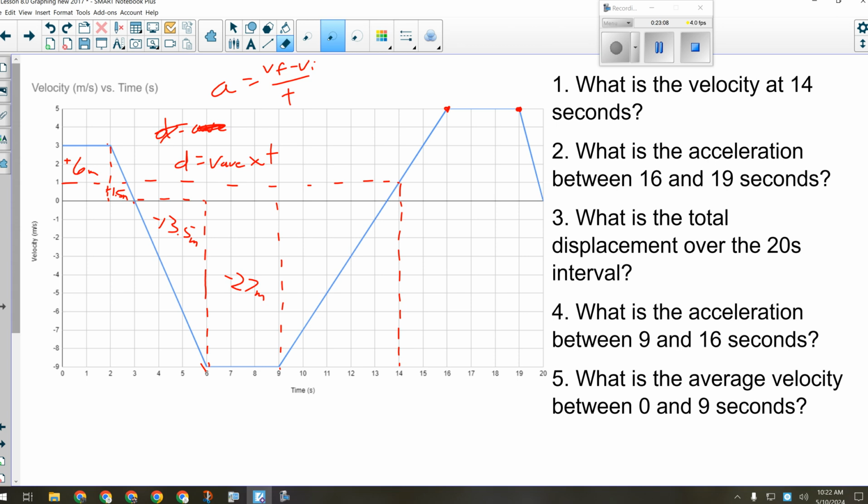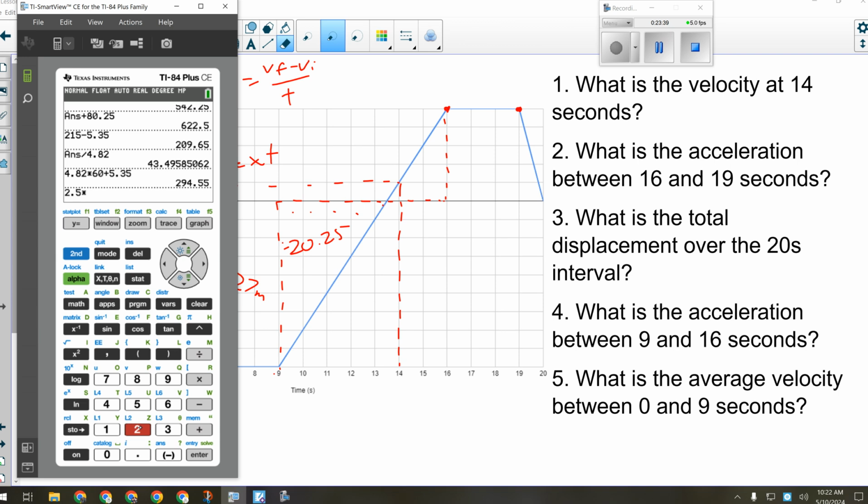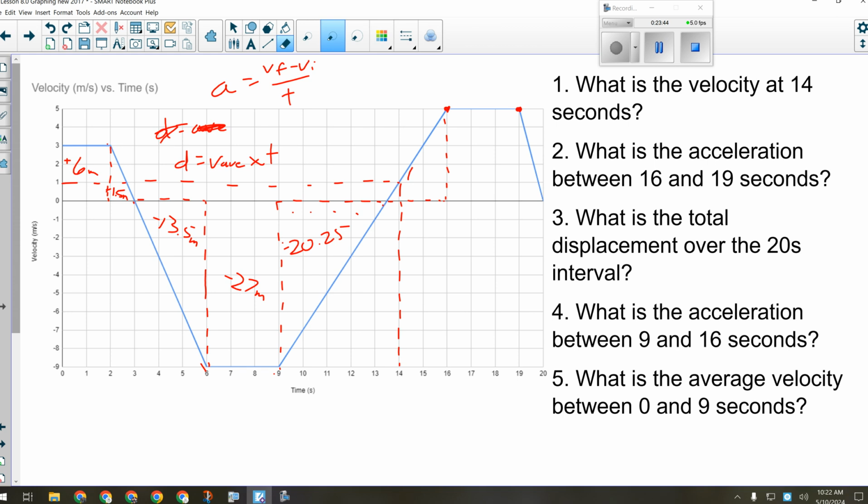Then it goes from -9 to 0 for this part. So -4.5 is again the velocity. This time times 1, 2, 3, 4 and a half. 20.25, I think, is 4.5 squared. That's negative. Then I've got this triangle here. That's 5 high by 2.5 on the base. So 2.5 times 2.5, 6.25. Sorry, 6.25 meters.